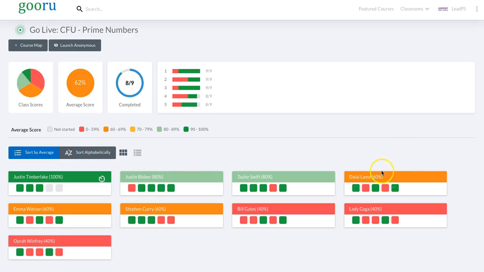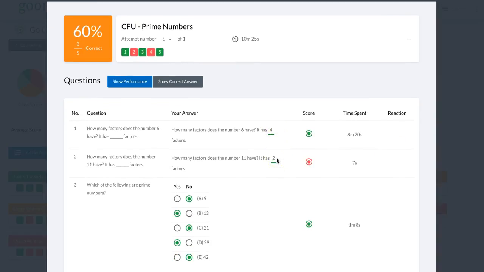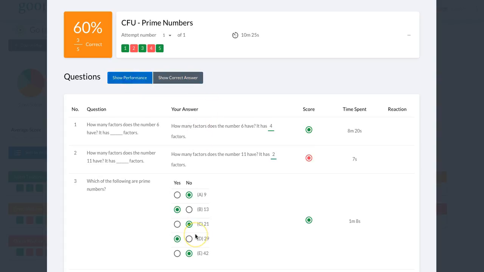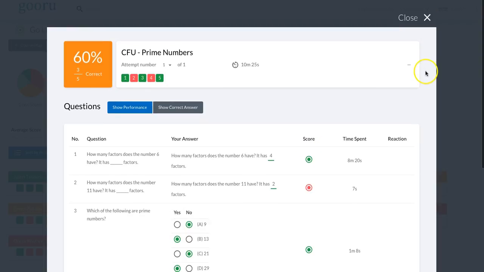The teacher can click on a specific student, get a report of how they happen to be doing, see the correct answer, and study student responses to diagnose misunderstandings and intervene with students before they get too far along and start replicating misunderstandings.